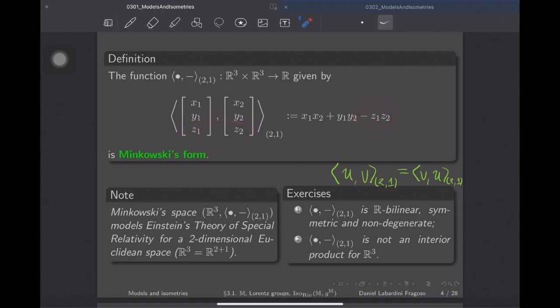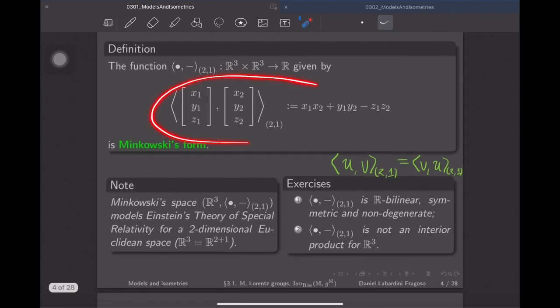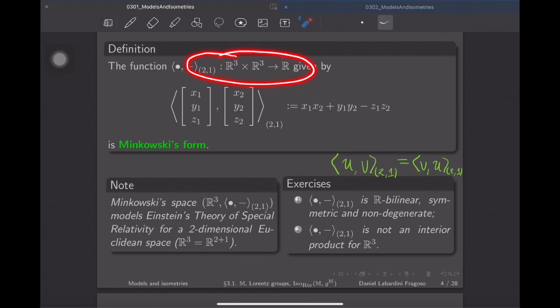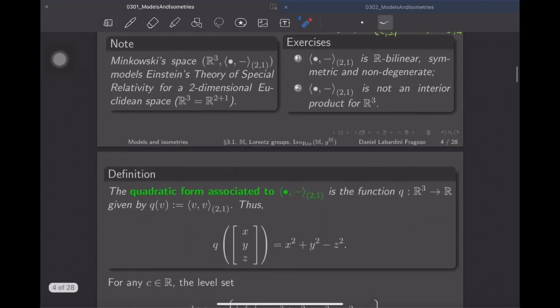Right? But it's really a minor change, and somehow this minor change produces everything that comes after. Right? Well, this gives an R-bilinear, symmetric and non-degenerate form, and also it's easy to see that it's not an inner product. Well, simply because, for instance, the vector (0, 0, 1) paired with itself gives me minus 1. So it cannot be an inner product.